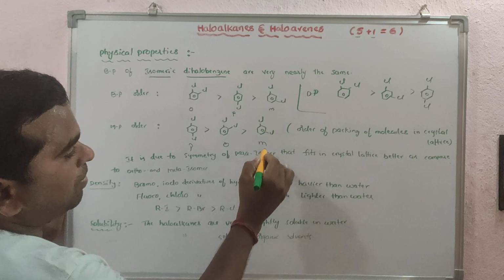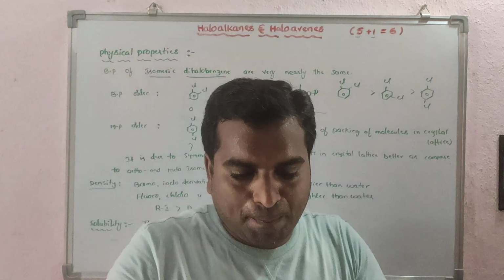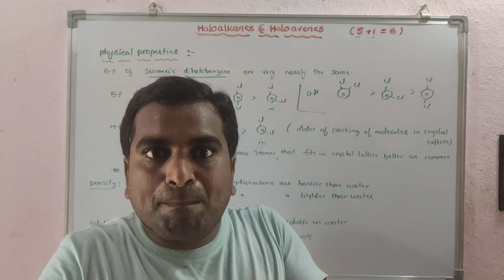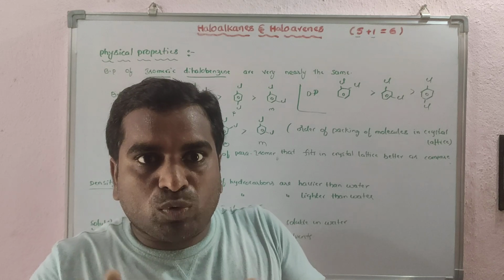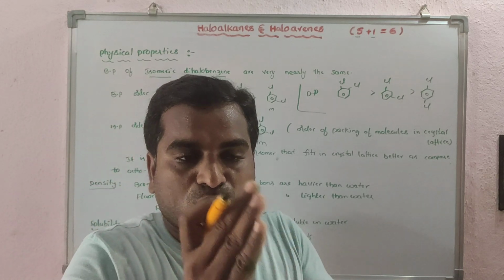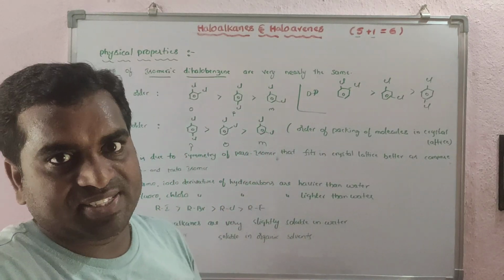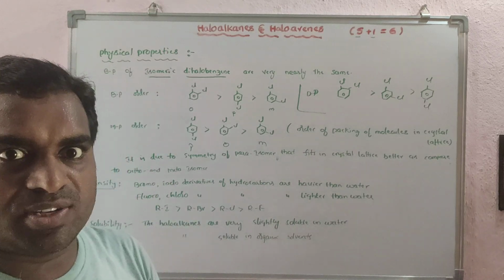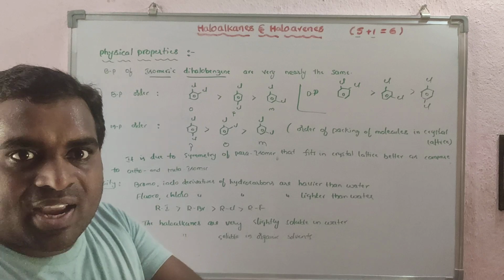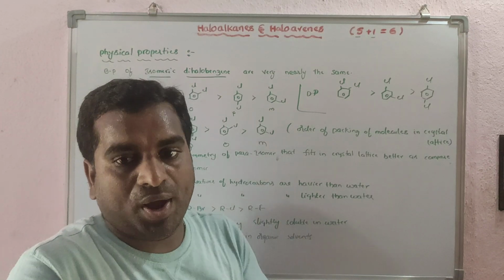The next one, melting point order is para greater than ortho greater than meta. Why? The melting point depends upon the packing of the molecule. If the molecules are tightly packed, then we have to supply more heat energy to break that, so automatically melting points increase. I am talking about the crystal. Crystal means solid. Solid means melting point. Clear? So if packing is perfect, then that compound will have a high melting point.